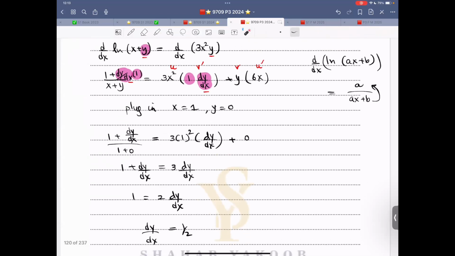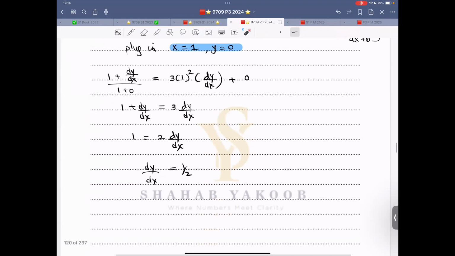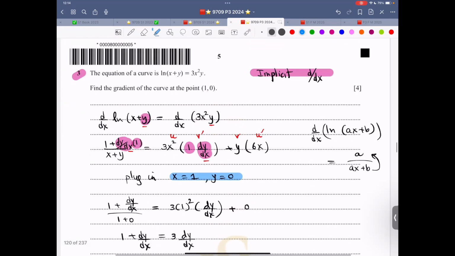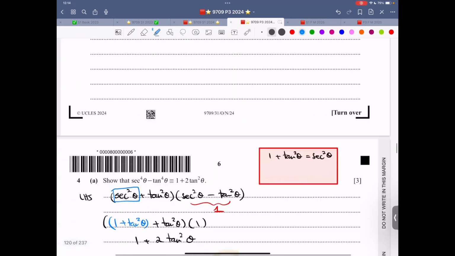And then what we do is plug in these two values, which is x is 1, y is 0. I did not make dy by dx the subject first. I comfortably plugged in the values of x and y, and then I made dy by dx the subject. So that's a very nice answer, which is half. So, got the idea for 4 marks. So 3 questions are down.